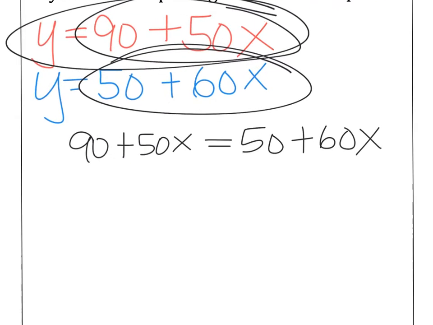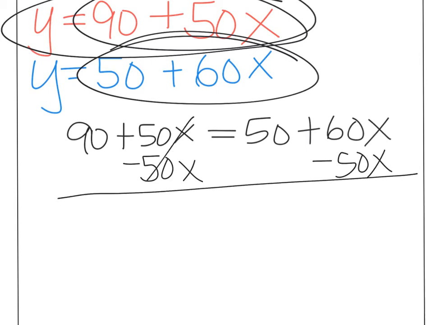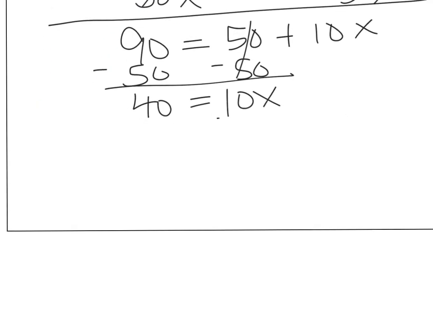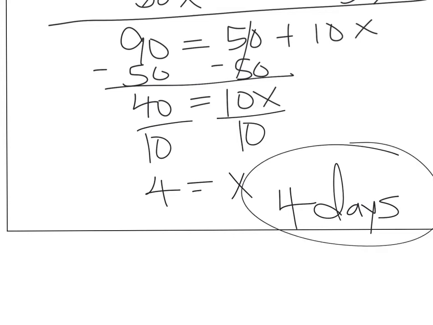And the way the question is asking, you only have to find the x. So take away 50x. They're not asking how much. They're just asking how many days. So they're only asking you for the x. Plus 10x minus 50. So this is going to say 40 equals 10x. And if I divide by 10, x equals 4. So it's going to take 4 days for these two packages to cost the same.